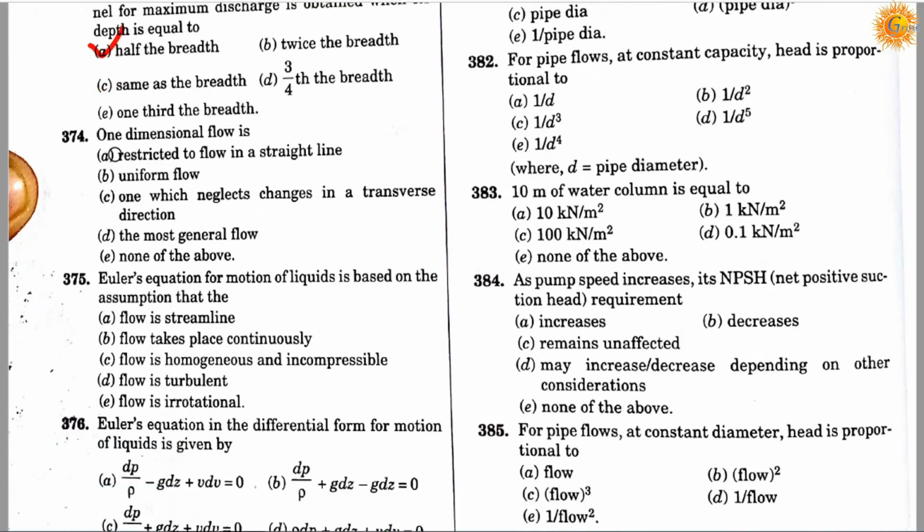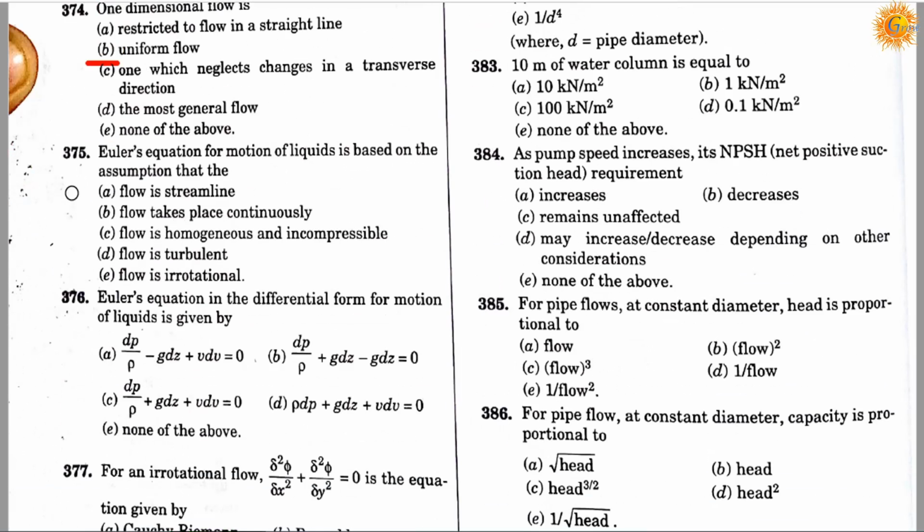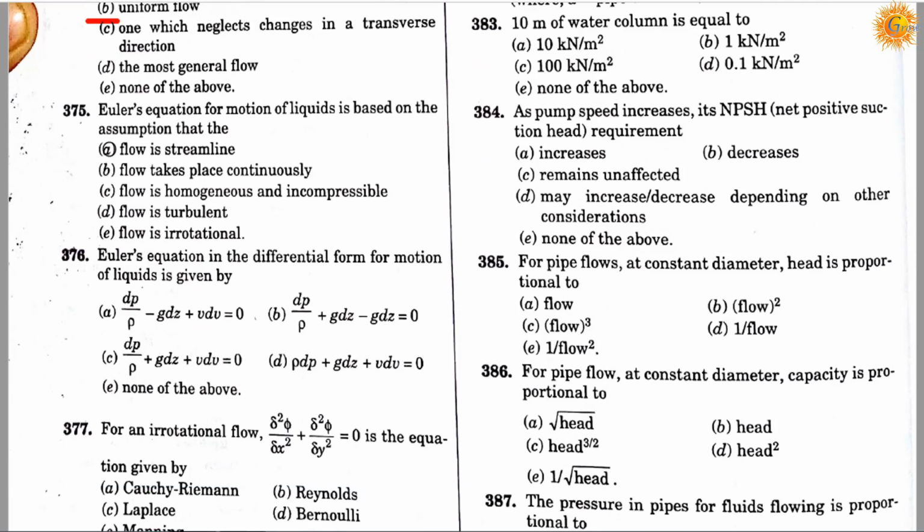Question number 374. One dimensional flow is: option A, restricted to flow in a straight line; option B, a uniform flow; option C, one which neglects changes in a transverse direction; option D, the most general flow; option E, none of the above. Correct answer is C. It will be one which neglects changes in a transverse direction.